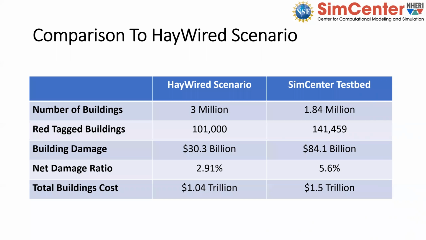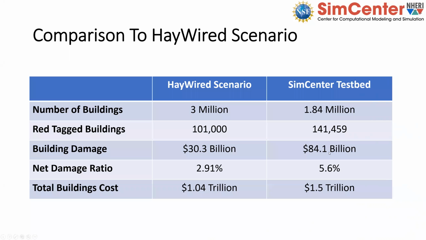So we wanted to have some comparison between running the test bed that we had for San Francisco and other studies that do similar things. Unfortunately, we can't do a one-to-one comparison because both studies included different building inventories, but it's still a comparison that would show us how far things are. In the Hayward scenario, they considered different counties in the Bay Area, so they had 3 million buildings. Some of them were a little bit far from the rupture, actually. If we compare red tag buildings, they concluded 100,000 buildings will be red tagged.